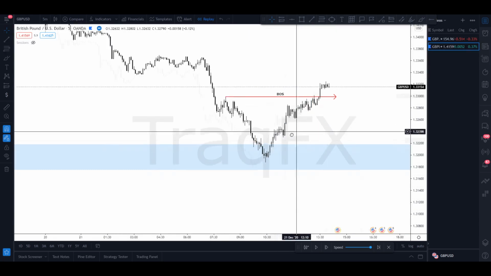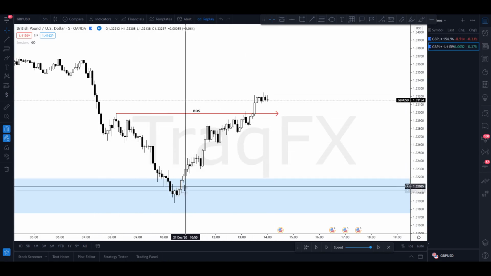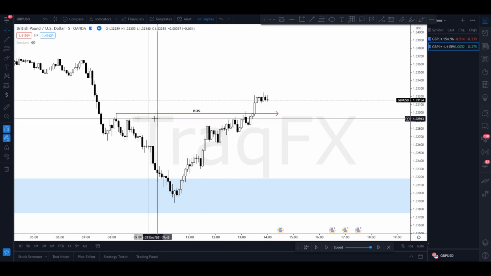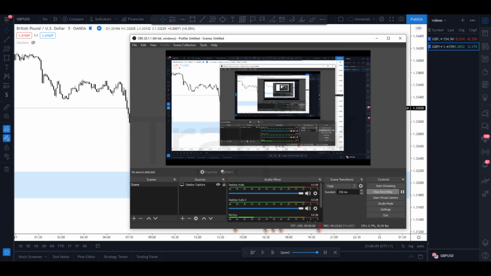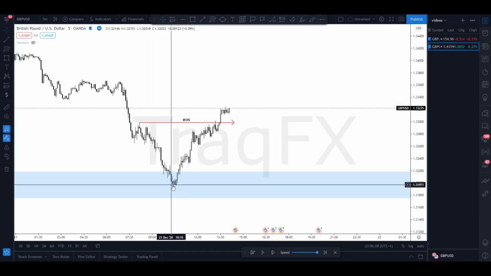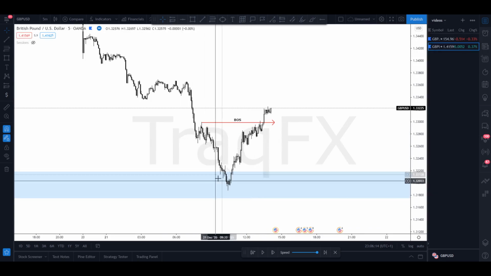So my rule of thumb is, you want to find that expansion that led to the break of structure. By expansion, I just mean that major move up on the smaller time frames that broke that small little bearish structure that was forming. So now we have that confirmation that price tapped into our area of interest number 1. We know our area of interest is correct because price action used it and changed structure.